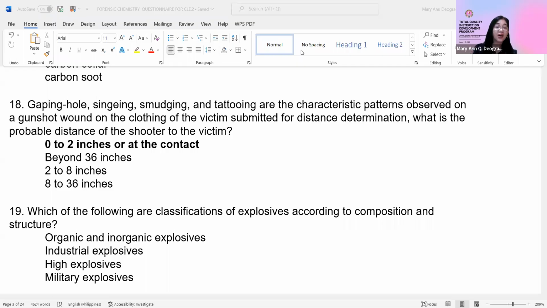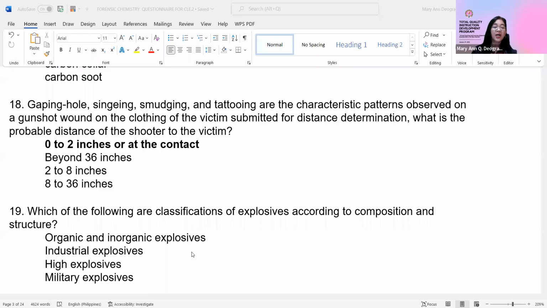Okay, so it's the organic and inorganic. Kasi yung industrial tsaka military, those are a classification of explosives according to design. Diba? Tapos yung high explosive, that is with respect to functioning characteristics. Kung gaano kalakas, gaano kahina yung explosive.